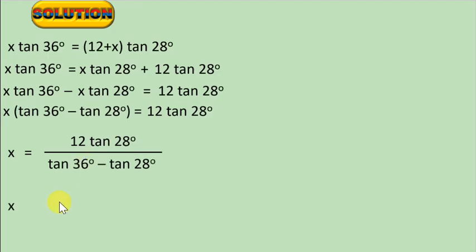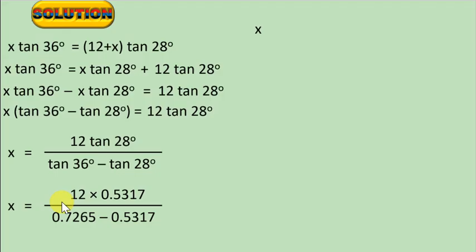Then we simplify. So x will give me that, putting in the value of tan 28 and tan 36. The numerator will give us 6.384. The denominator will give us 0.1948. Use your calculator to divide this. You are going to have your answer to be 32.75 meters.